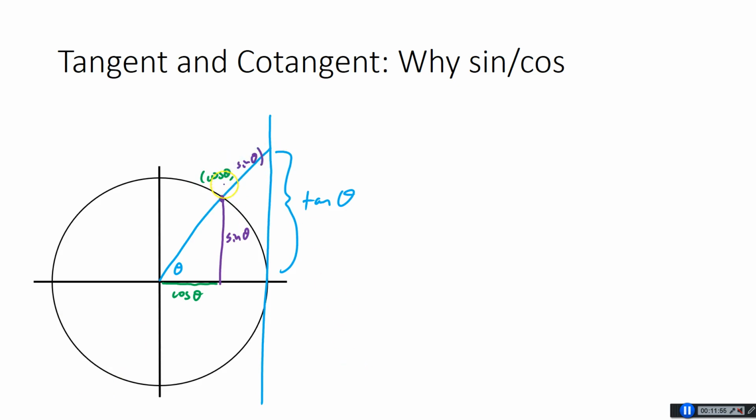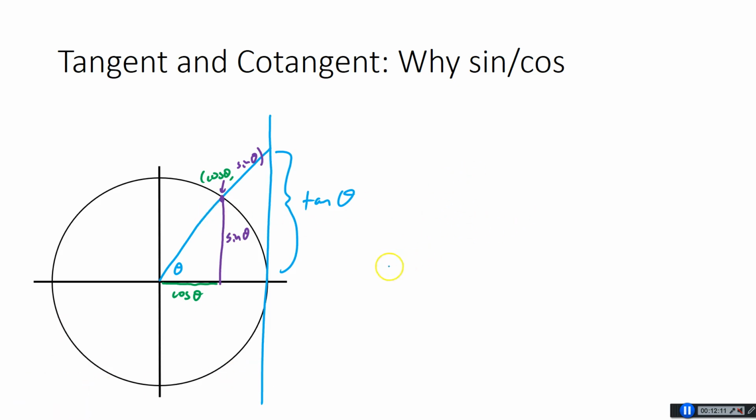Okay? That would be the coordinates of that point right there. Tangent is if you keep extending that line out until you hit that tangent line. That length right there is tangent. So why is tangent sine over cosine? Well, what we've created here are similar triangles. So be careful with my colors here.